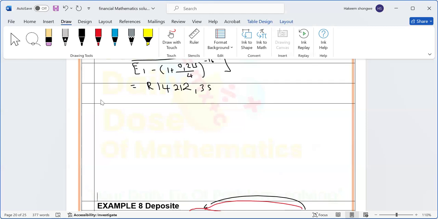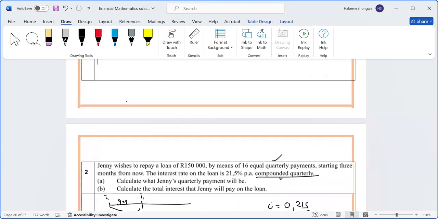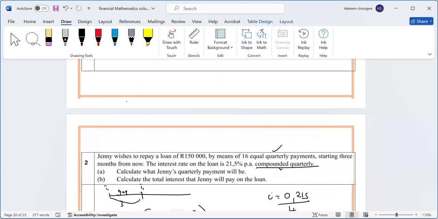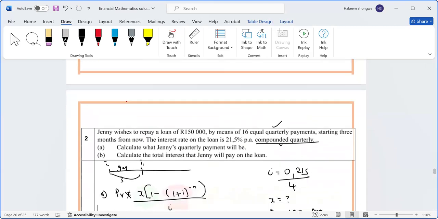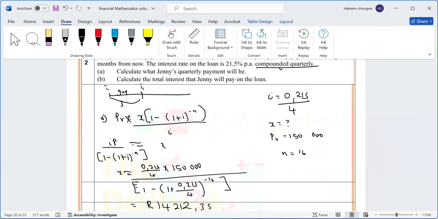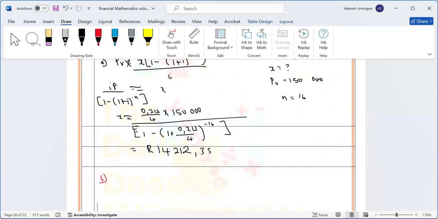So guys, number B, they were asking us what was the interest. They say calculate the interest that Jenny will pay on the loan. How do you get the interest that Jenny is going to pay on the loan? Jenny is making 16 payments, of how much each?